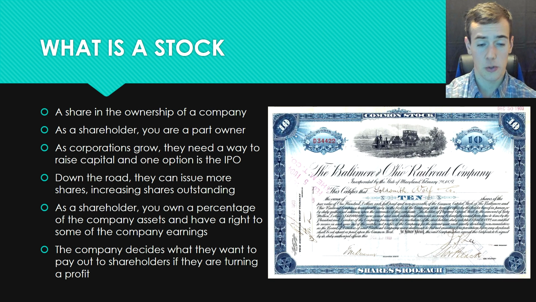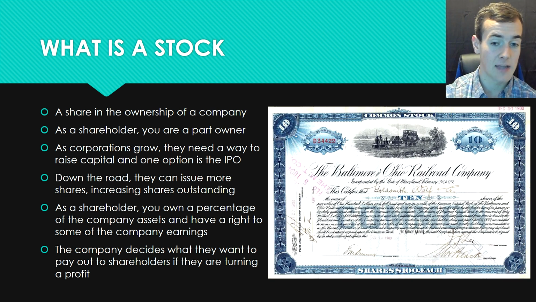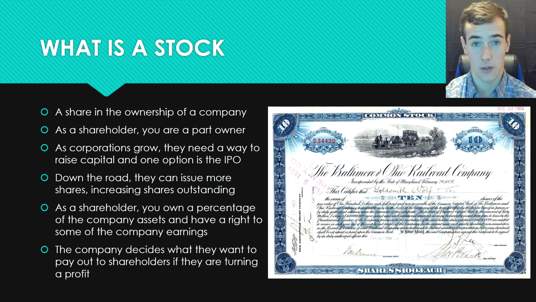Now, as a shareholder, you own a percentage of the company assets and have a right to some of the company earnings. Now, how much are they going to pay the shareholders? That is up to the company to decide. They make the decision at the end of the day how much of the earnings they want to reinvest into the business, how much they want to pay their management team and their employees, and then how much of the earnings they want to pass along to the shareholders.